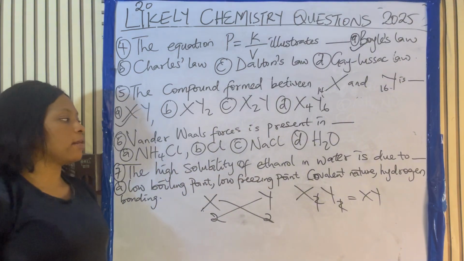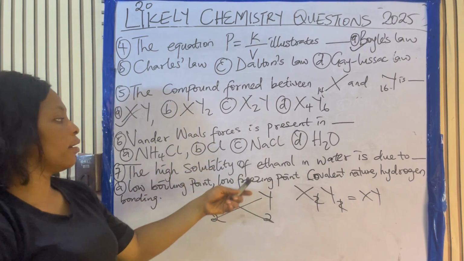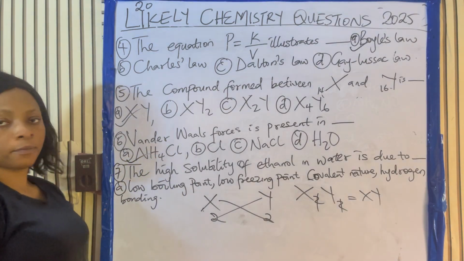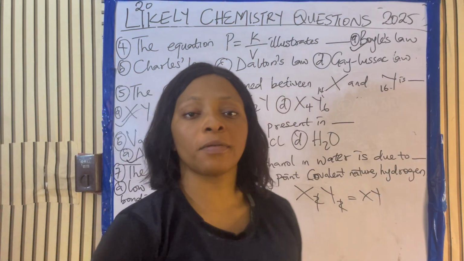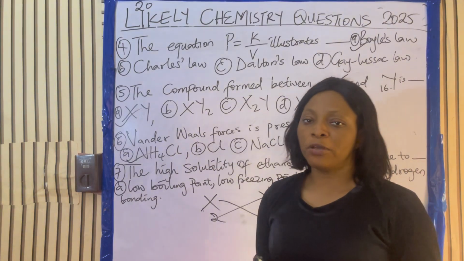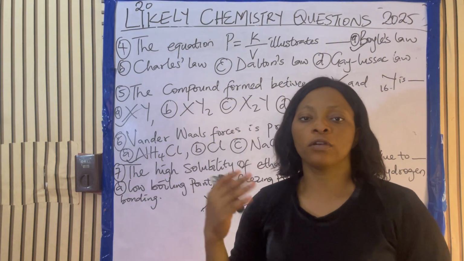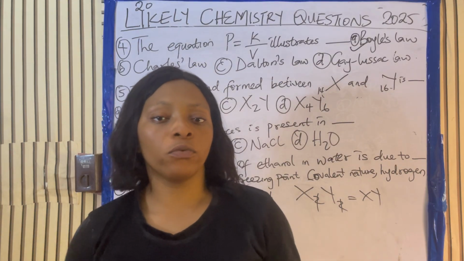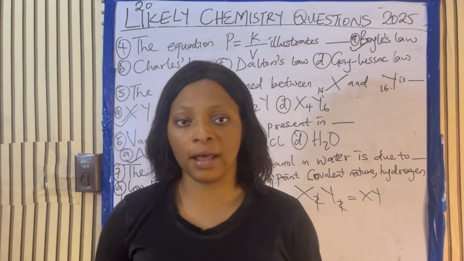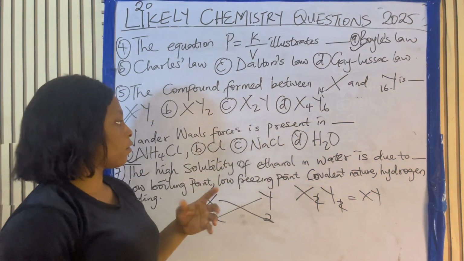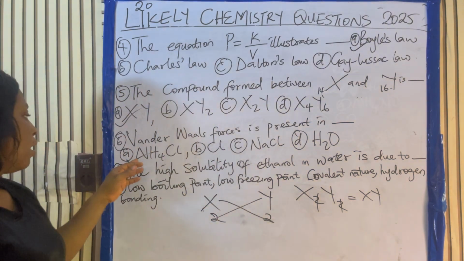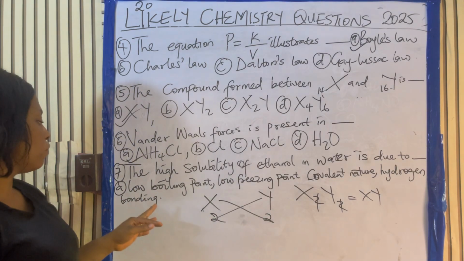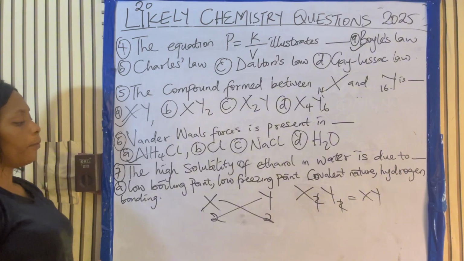Van der Waals forces are present in what? Where do you have van der Waals present here? Ammonium chloride, chlorine, sodium chloride, water. Van der Waals forces are present in ammonium chloride. Van der Waals forces are usually present in substances that easily sublime. Sublimation means that they move from solid state to gaseous state without passing through the liquid phase. Example, your camphor moves from solid state to gaseous phase. Are we together? So a good example of a substance that has van der Waals forces is ammonium chloride.